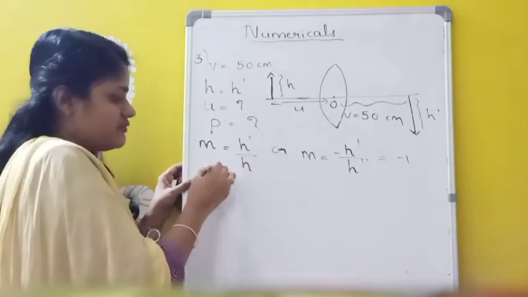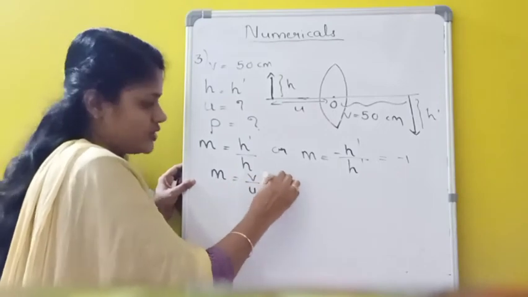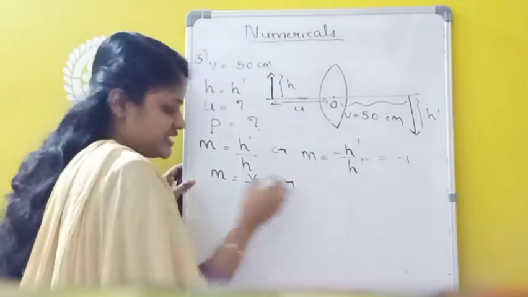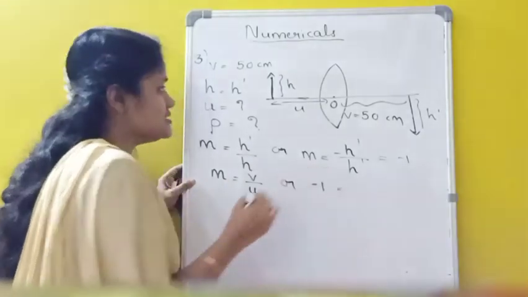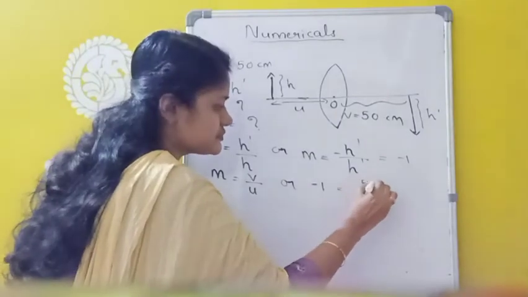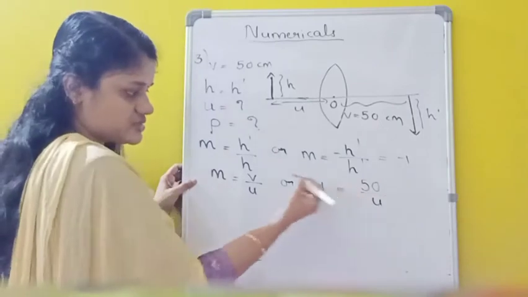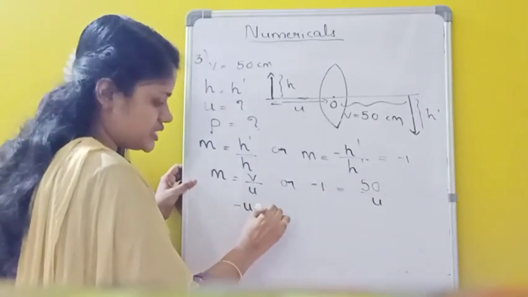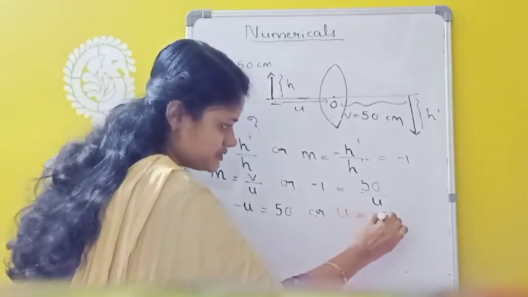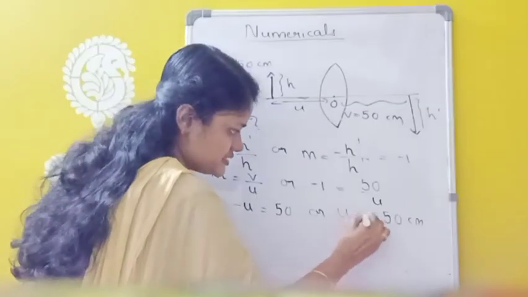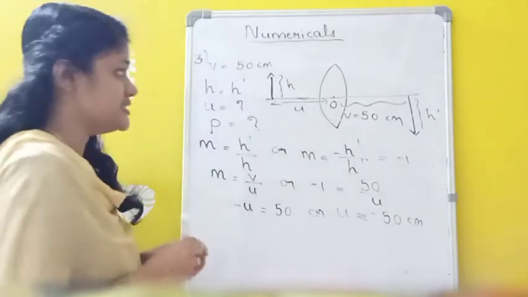Okay. And we have another formula for magnification. M equals, what is the formula? V by U. So instead of M, I can write here minus 1 because minus 1 is the magnification, equals, what is V here? 50, divided by U, we don't know. So from this cross multiplying, what you will get now? Minus U equals 50, or U equals minus 50 centimeter. Okay, so object distance we got as how much here? Minus 50 centimeter.